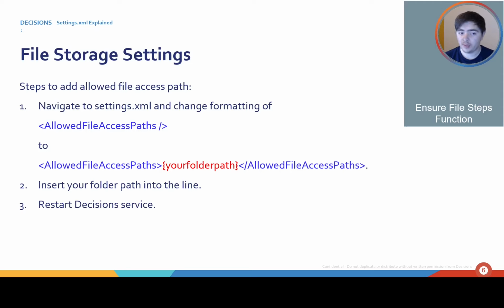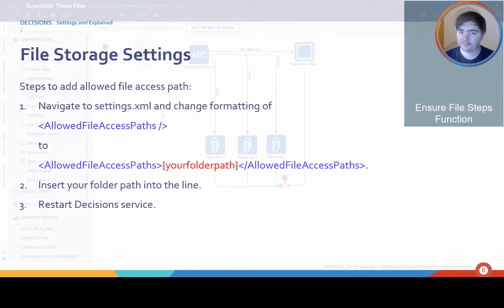After you've inserted your folder paths that you want, and you can insert multiple, you would then restart the Decisions service. And again, as long as your service account running Decisions has access to those file paths, you should be able to access those files and work with them in the Decisions Flow Designer or anything that is using those files with the file steps in Decisions. So that would look something like this.